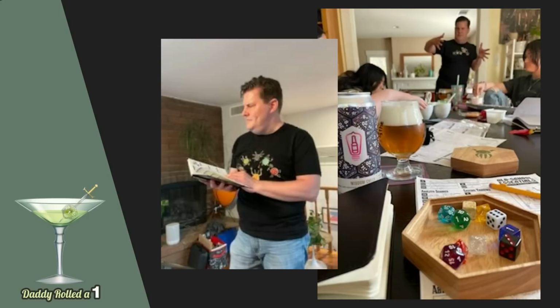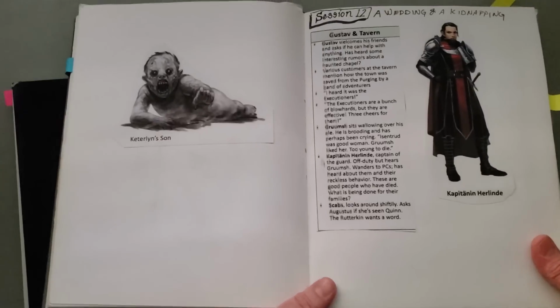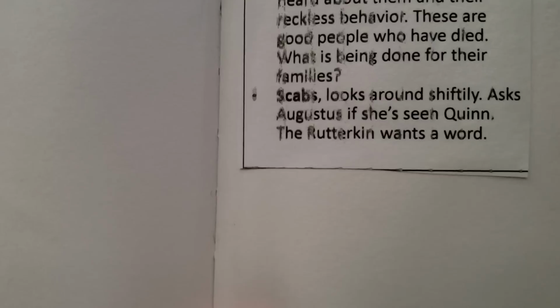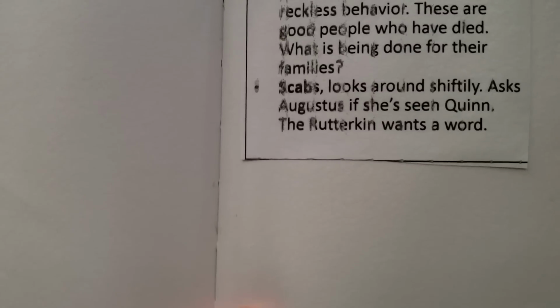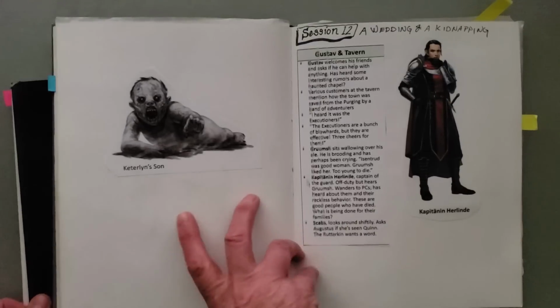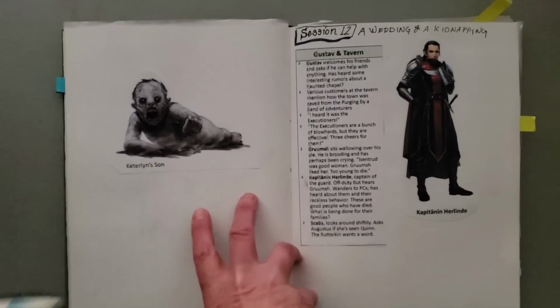So various places in here, you'll see I have notes. This one's a little hard to read, but I mentioned that Scabs was looking around, and then he asked Augustus, the thief character, if she's seen Quinn. And then I said, the Rudderkin wants a word. Now, Rudderkin, if you do level titles from old Advanced Dungeons and Dragons, you'll know Rudderkin was one of the level titles for an assassin character. I just thought it was a cool name. I didn't know who the Rudderkin was.